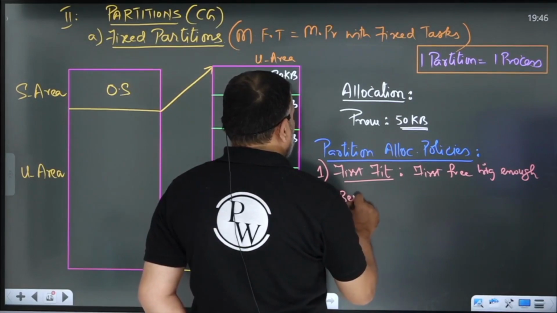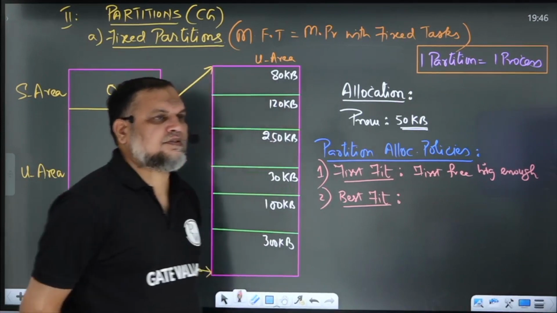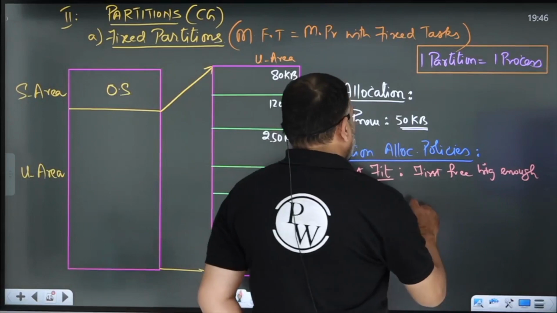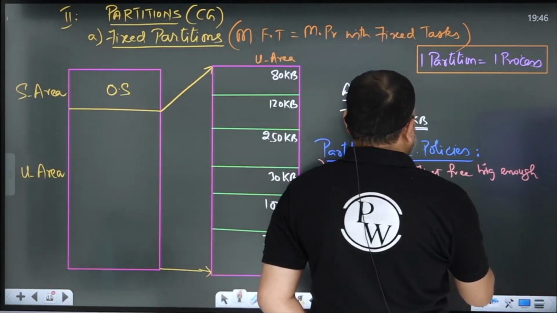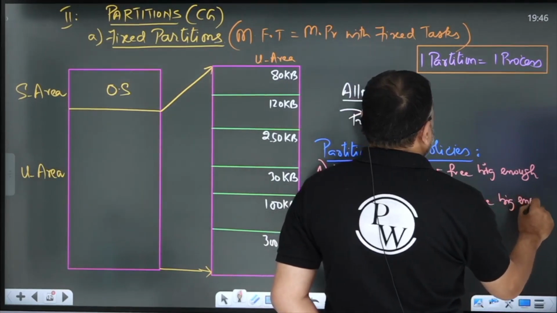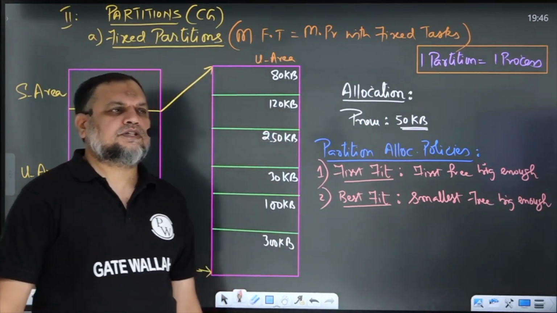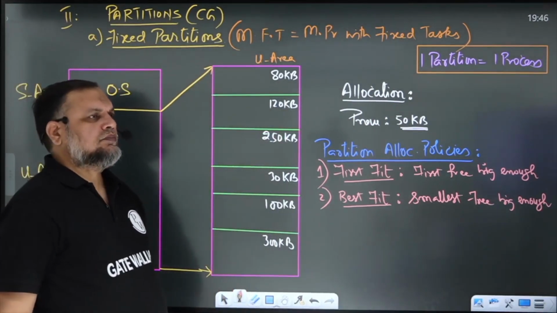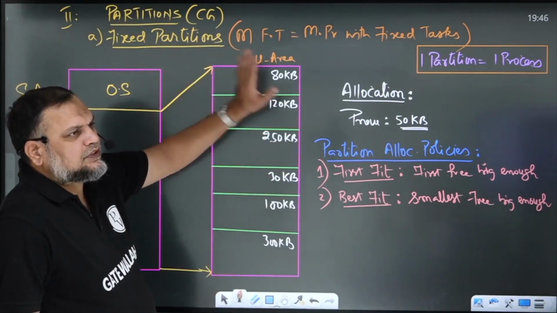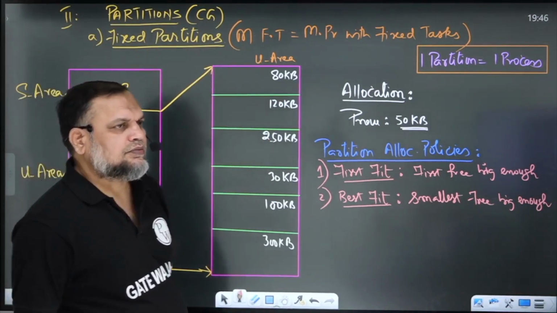Best fit. What is best fit? As the name says, best with regard to least internal fragmentation. Therefore we say smallest free big enough. Out of all partitions, whichever is smallest, free and big enough, you place it there. Like here, for 50 KB, the smallest is 80 KB, I'll place it there. Best fit: smallest free big enough.